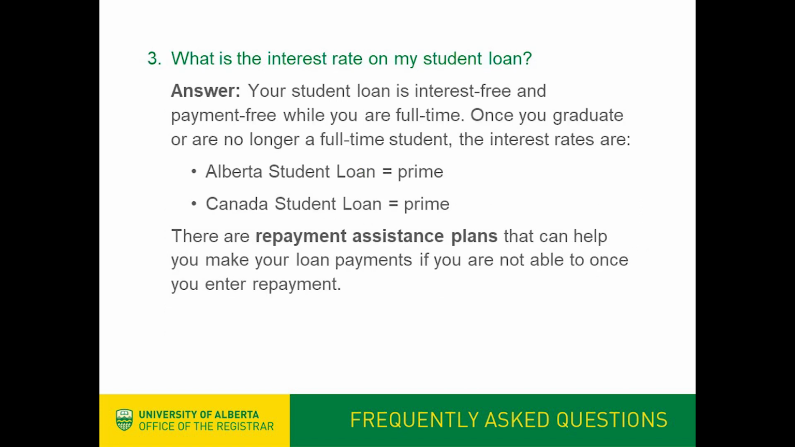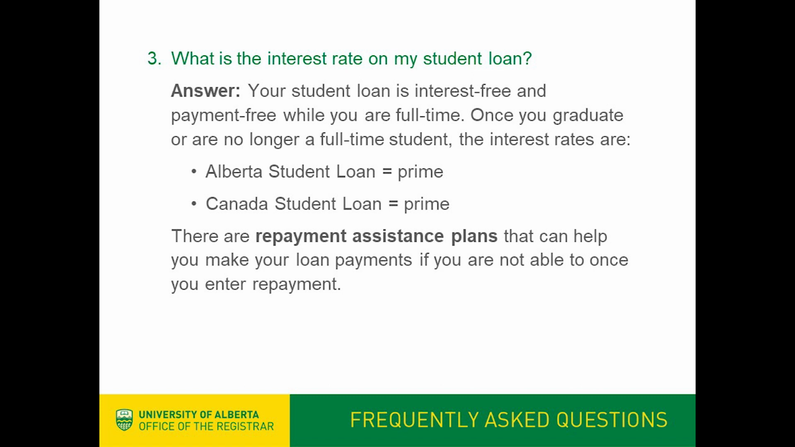Number 3, what is the interest rate on your student loan? The current floating interest rate on your Alberta and Canada student loans is prime. Note that these can change before the time you graduate. The long answer is that your loans are interest-free and payment-free while you are a full-time student, and as long as you're applying for the interest-free status mentioned on the last slide.